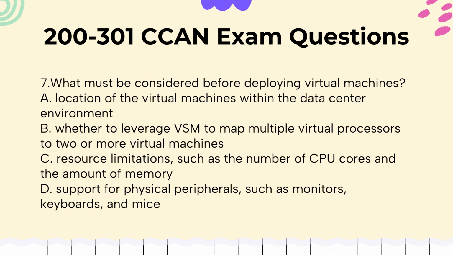C. Resource limitations, such as CPU cores and memory, are crucial factors to consider before deploying virtual machines. Ensuring that there are sufficient resources available to meet the requirements of the virtual machines being deployed is essential for optimal performance and stability.